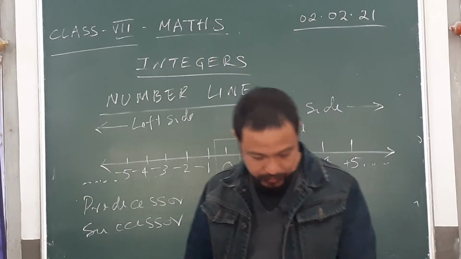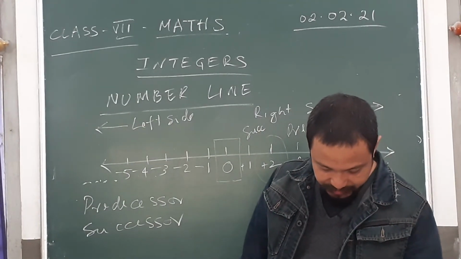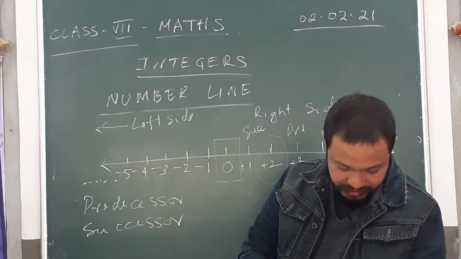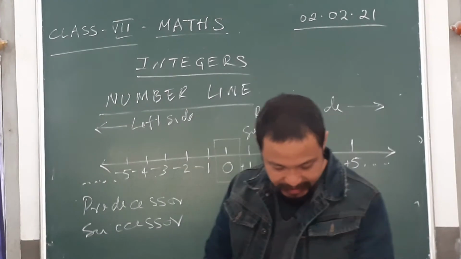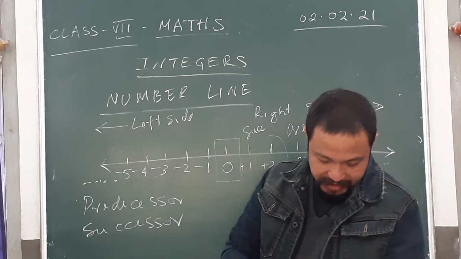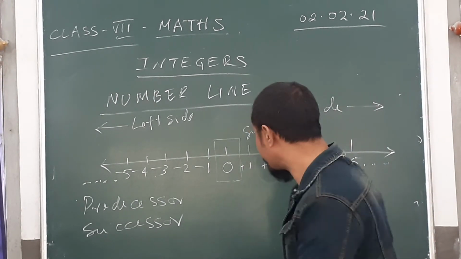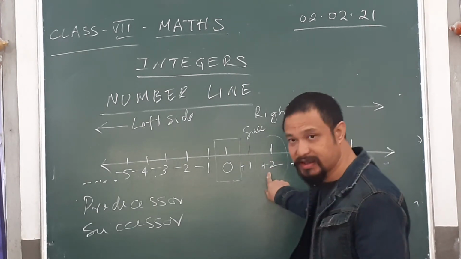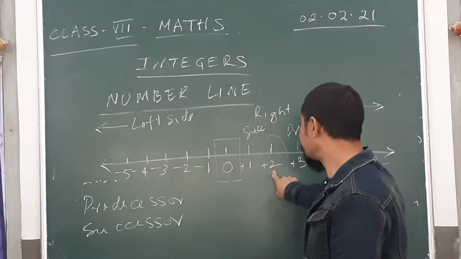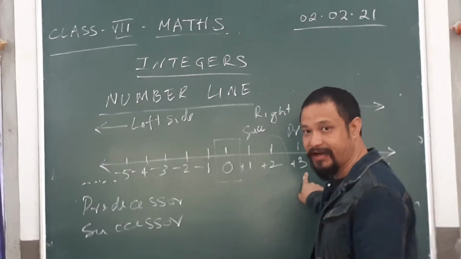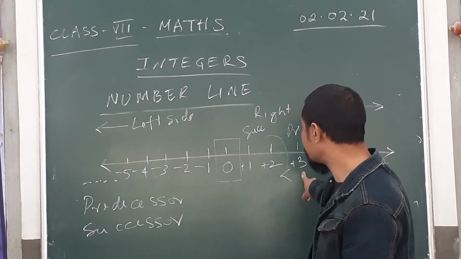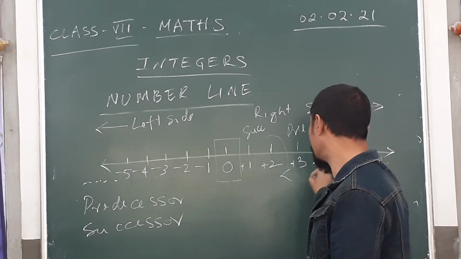Okay. So we come to the concept called comparison of integers. For any two integers represented on the number line, the one indicated on the right is greater. Again, we'll take 2. What is towards the right of 2? 3. So 3 is greater than 2. Let's take 3. What is towards the right of 3? 4. So 4 is greater.